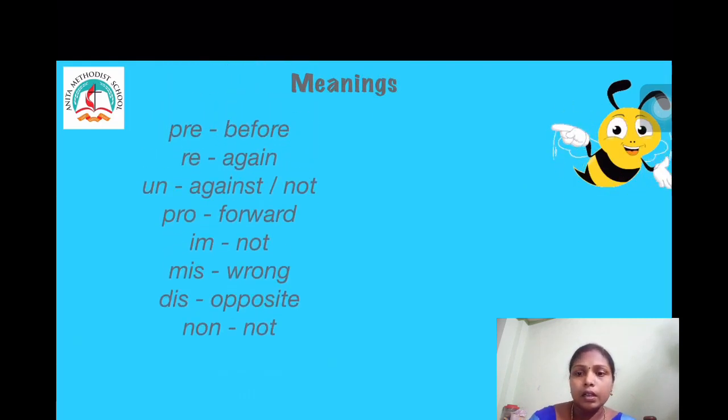Okay, so these prefixes also have meanings. For example, if I show you pre, what is meant by pre? Pre means before. Re means again. Un means against or not. We use un for a negative word. Pro is forward. Im is again a negative word. Miss is wrong. Dis is an opposite word. Non again, its meaning is not, a negative word.